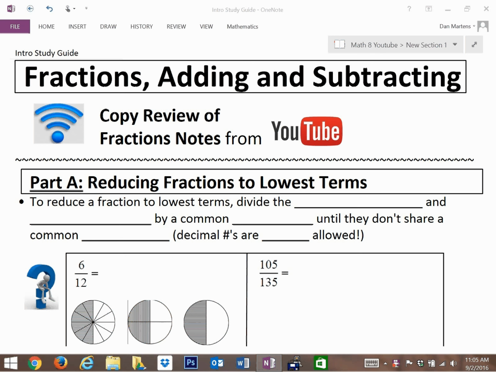We're going to be going over parts A, B, and C in this lesson, and then if you look in YouTube for the next lesson, you'll find it there as well. So two lessons. The first thing we're going to look at is how to reduce fractions to lowest terms. What fractions do is they represent parts of something.